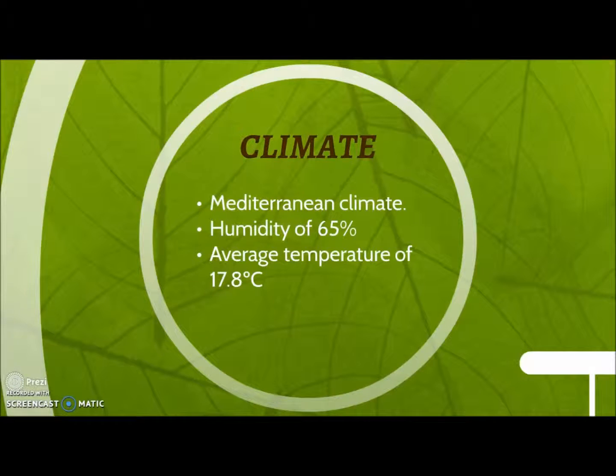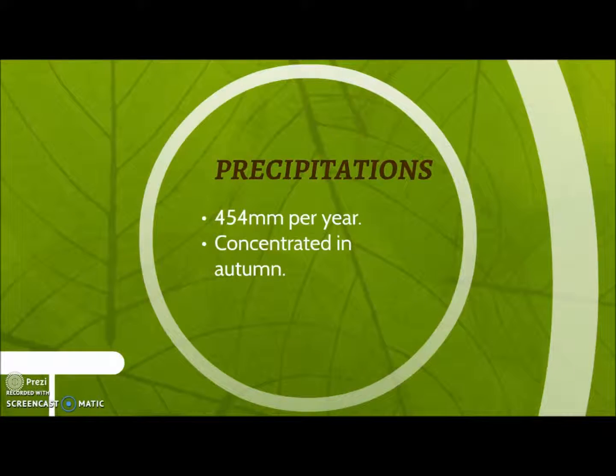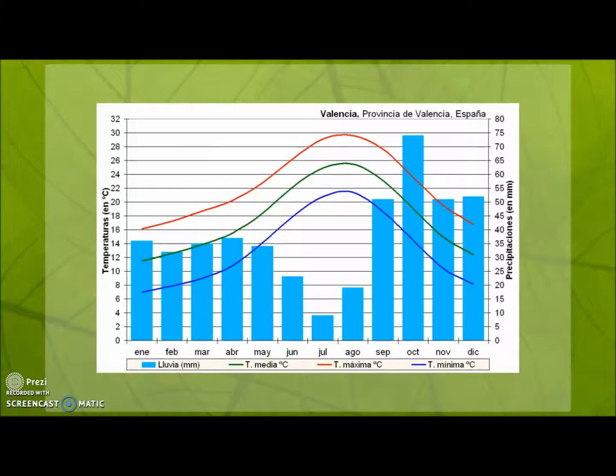It has a soft Mediterranean climate, with an annual humidity of 65%. The average temperature is 17.8 degrees Celsius. The precipitation is 454 millimeters per year. The precipitation is usually intense and concentrated in autumn. And finally, here we can see a climograph of the weather and precipitation of Valencia.